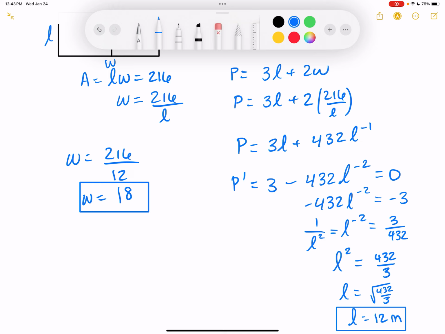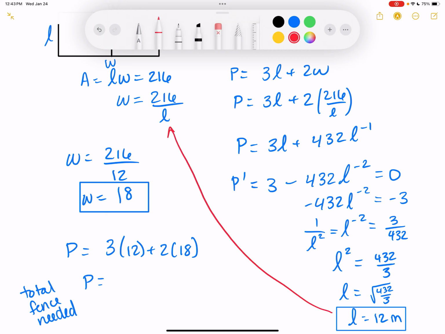So we've got to plug into this equation here. So P is equal to 3 times 12 plus 2 times 18. So the total amount of fence needed is what? 72. 72 meters. And I forgot to put meters on the width there. And meters. I did that in my head.